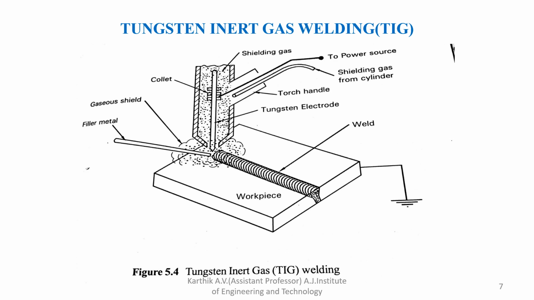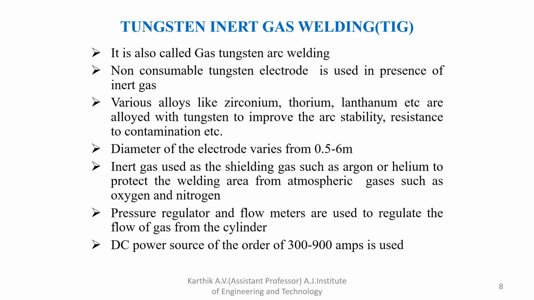Okay, a tungsten electrode is used here. Tungsten inert gas welding is also called gas tungsten arc welding. It is arc producing, which is nothing but heat producing. A non-consumable tungsten electrode is used in the presence of inert gas.